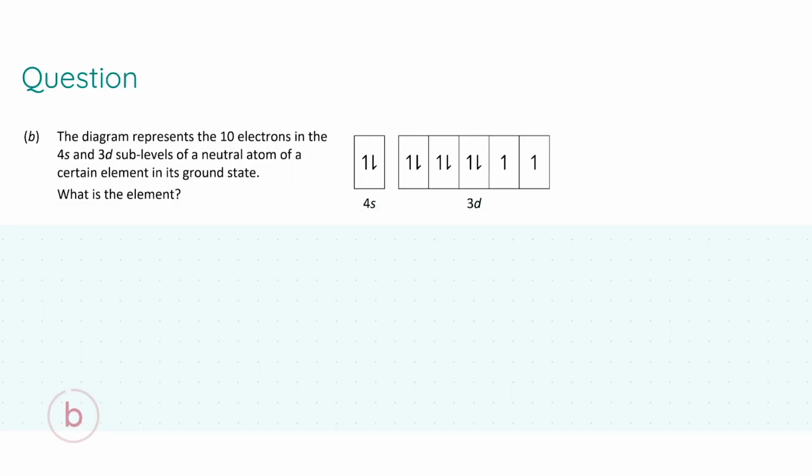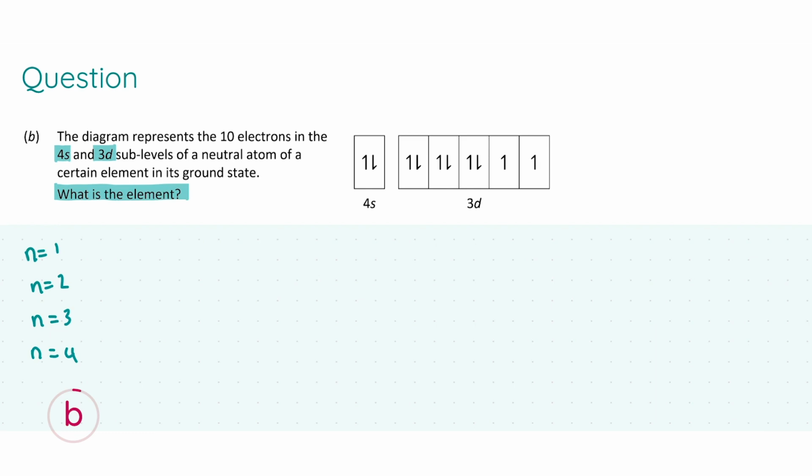So this question is based on electron configuration, and it tells us that the diagram represents the 10 electrons in the 4s and 3d sublevels of a neutral atom of a certain element in its ground state, and it asks us what is this element. So the first thing I'm going to do is draw out this kind of diagram that's going to help me. I'm going to say n is equal to 1, n is equal to 2, n is equal to 3, n is equal to 4. They are the first 4 electron shells of an atom.